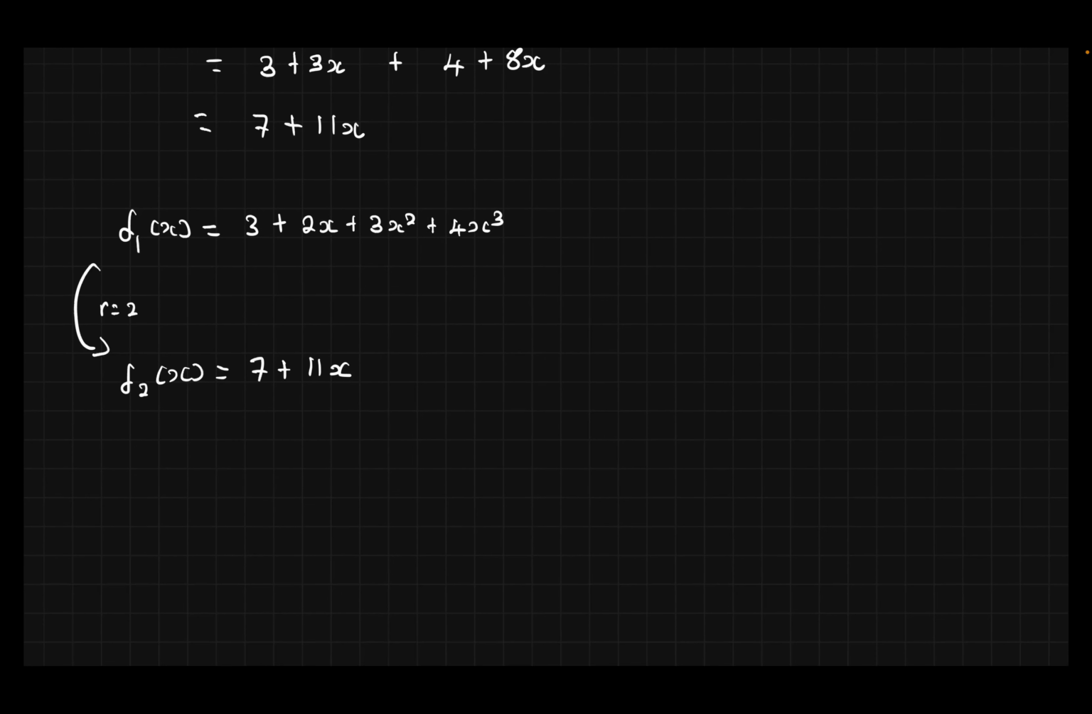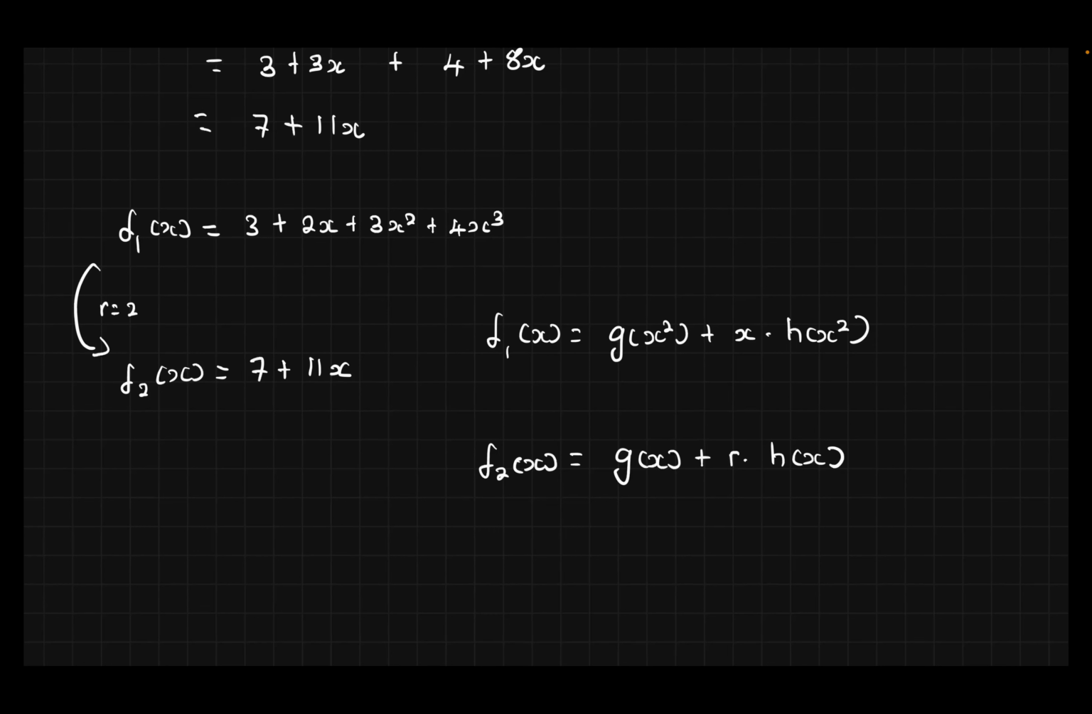So I started by saying that f1 of x can be expressed as what? g of x squared plus x times h of x squared. Then f2 of x is now what? g of x plus r times h of x. There's a relationship between the two.